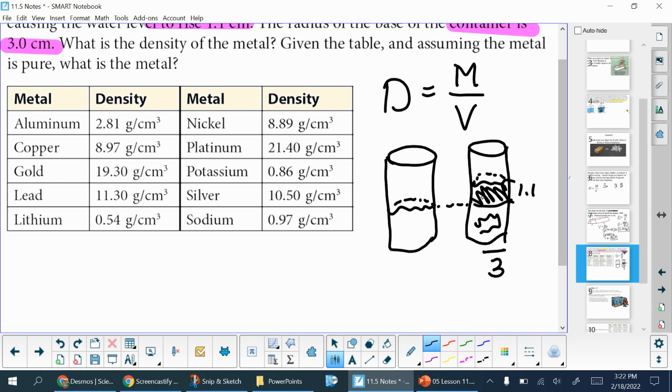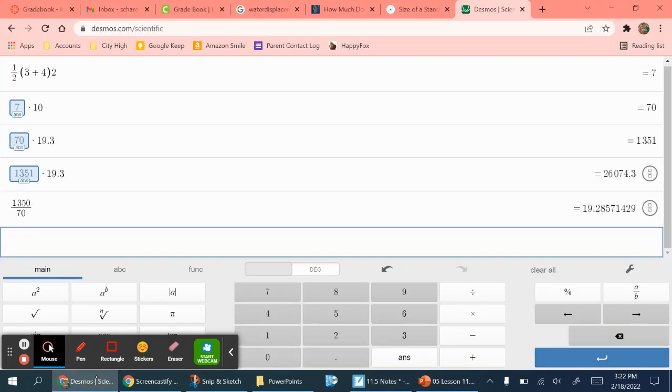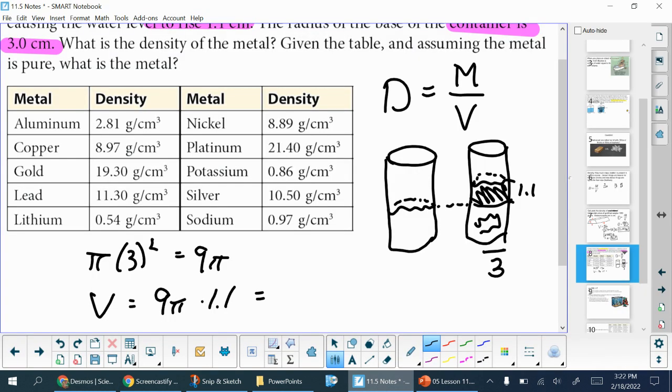So just like any other cylinder, I'm going to calculate the area of the base, which I know since it has a radius of 3, I can go pi times 3 squared or get 9 pi. Then to calculate the volume of that water that was displaced, I'm going to take 9 pi times 1.1. This is not the time to leave things in exact form, so I'm going to go straight to Desmos. 9 pi times 1.1, and it says 31.3, and that was all in centimeters, so cubic centimeters.